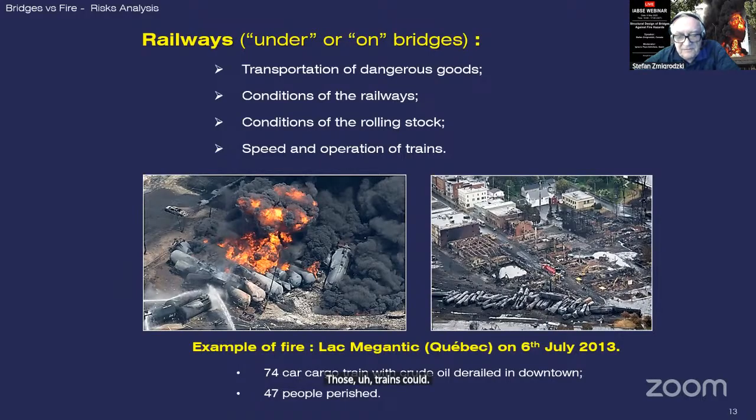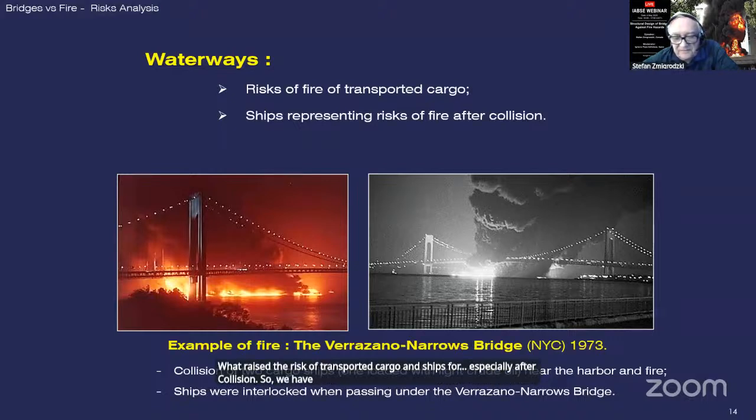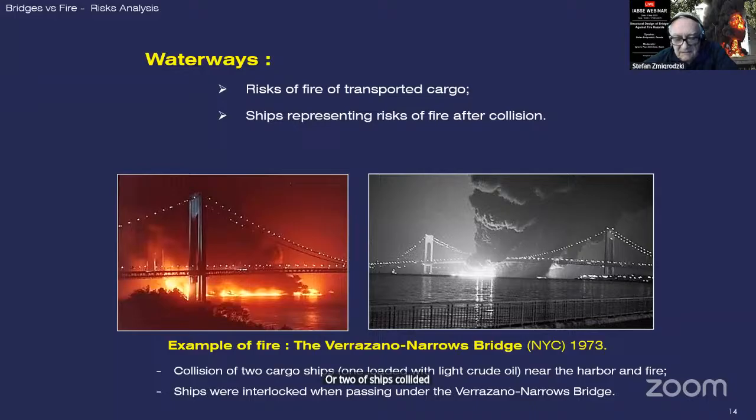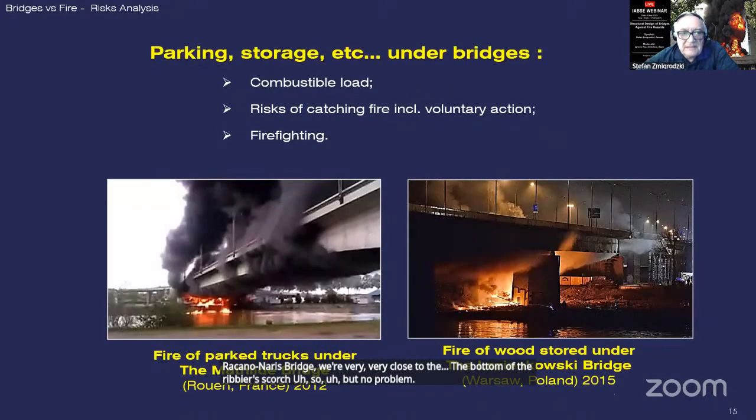Waterways are another risk: transported cargo and ships, especially after collision. We have an example from 1973, where two ships collided in New York, passing the Verrazzano Narrows Bridge. They were very, very close to the bottom of the bridge, but no problem.